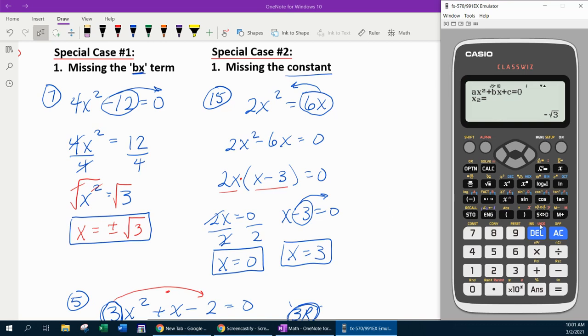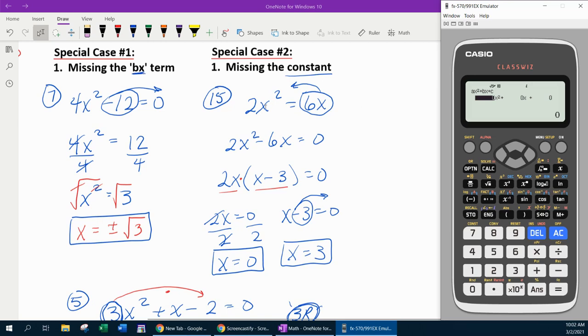So the only thing that you need to know about this quadratic solver is, okay, there's two things you need to know. Number one, you need to know how to get here. That was menu, equation/function, polynomial of degree 2. The other thing is you need to know that you've got to be in standard form when you plug in the values of A, B, and C.